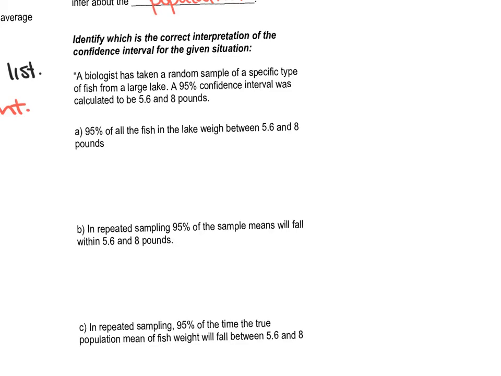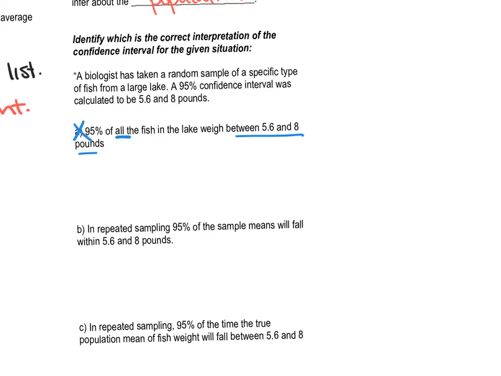A says 95% of all fish in the lake weigh between 5.6 and 8 pounds. You're looking for two things again: you're looking for it to talk about the sample and to infer from that sample about the population. Here we see the key word, which is all, and all means it's a population. They're telling me that all the fish, or the population of fish, weigh between this. What am I missing? Two things again, samples and populations. Did I ever reference the sample here? No, I've only spoken about the population.